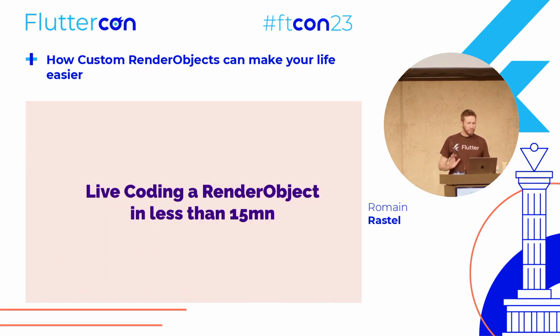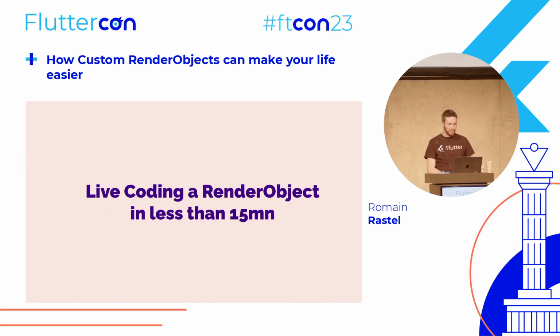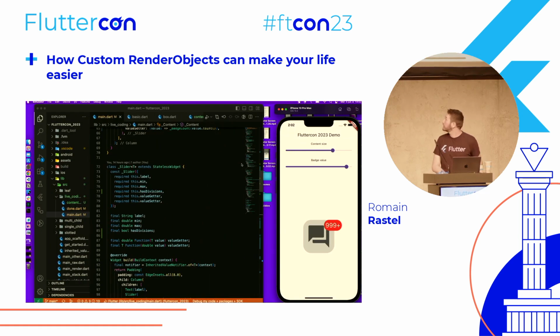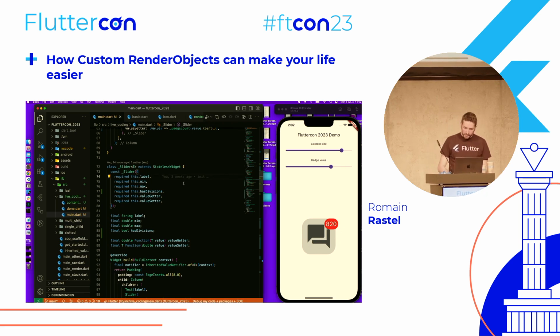So let's try live coding a render object in less than 15 minutes. What we want to do here is to have content and a page above it, but we always want the page to be positioned at two thirds of the content. We can't use a stack because we have to know the size of the content at the same time as the rendering. So let's see how to do that.